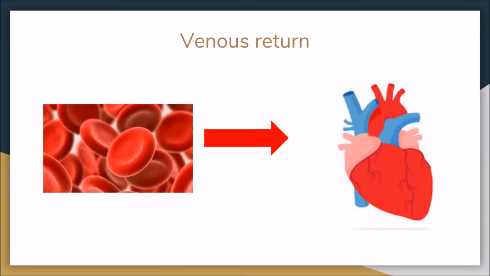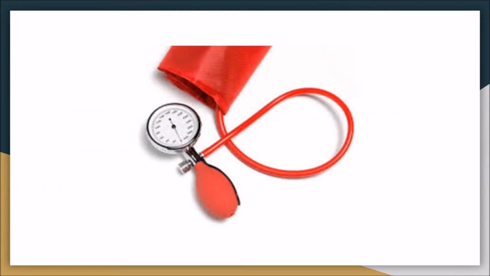Venous return is the amount of blood that returns to the heart after each cardiac cycle. There are two major factors that influence it: the blood pressure in the veins and the diameter of the veins.